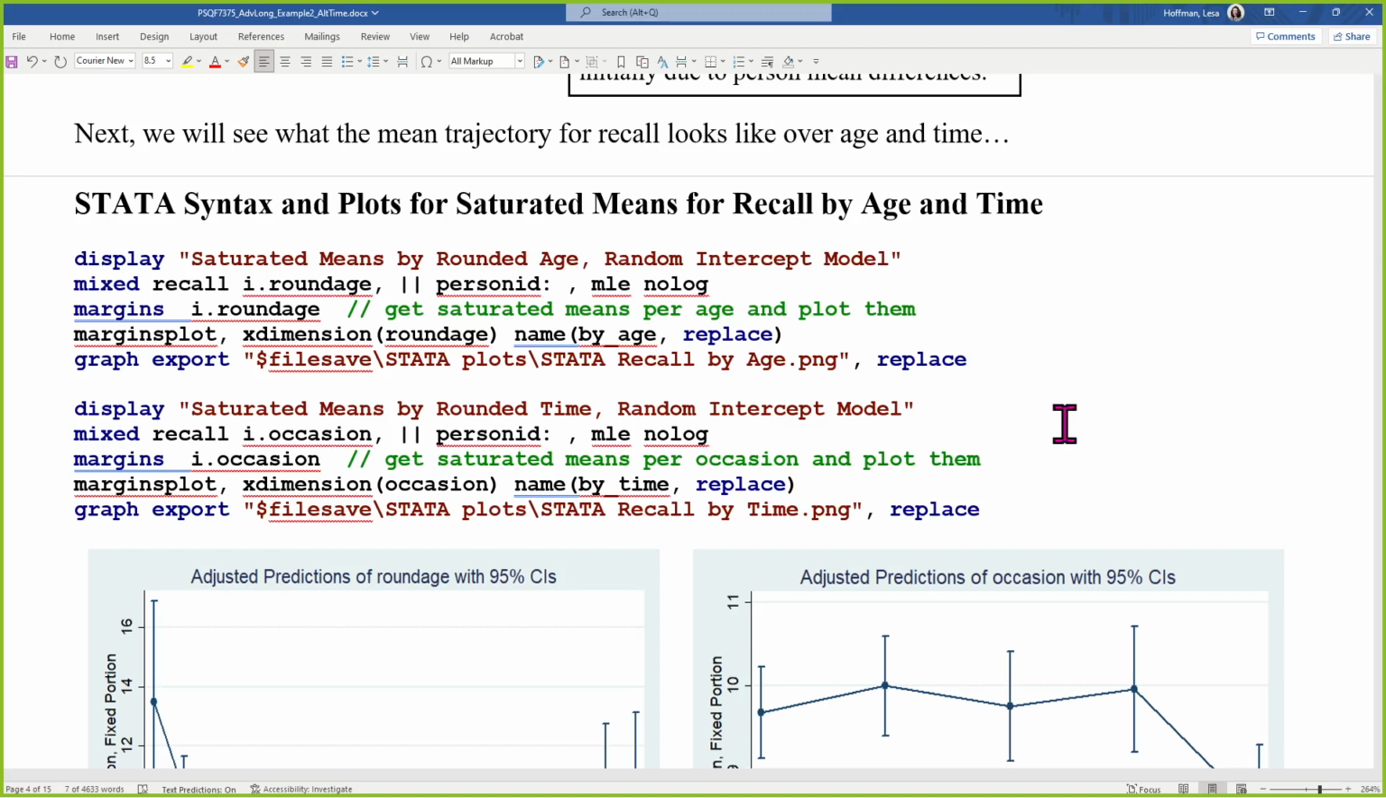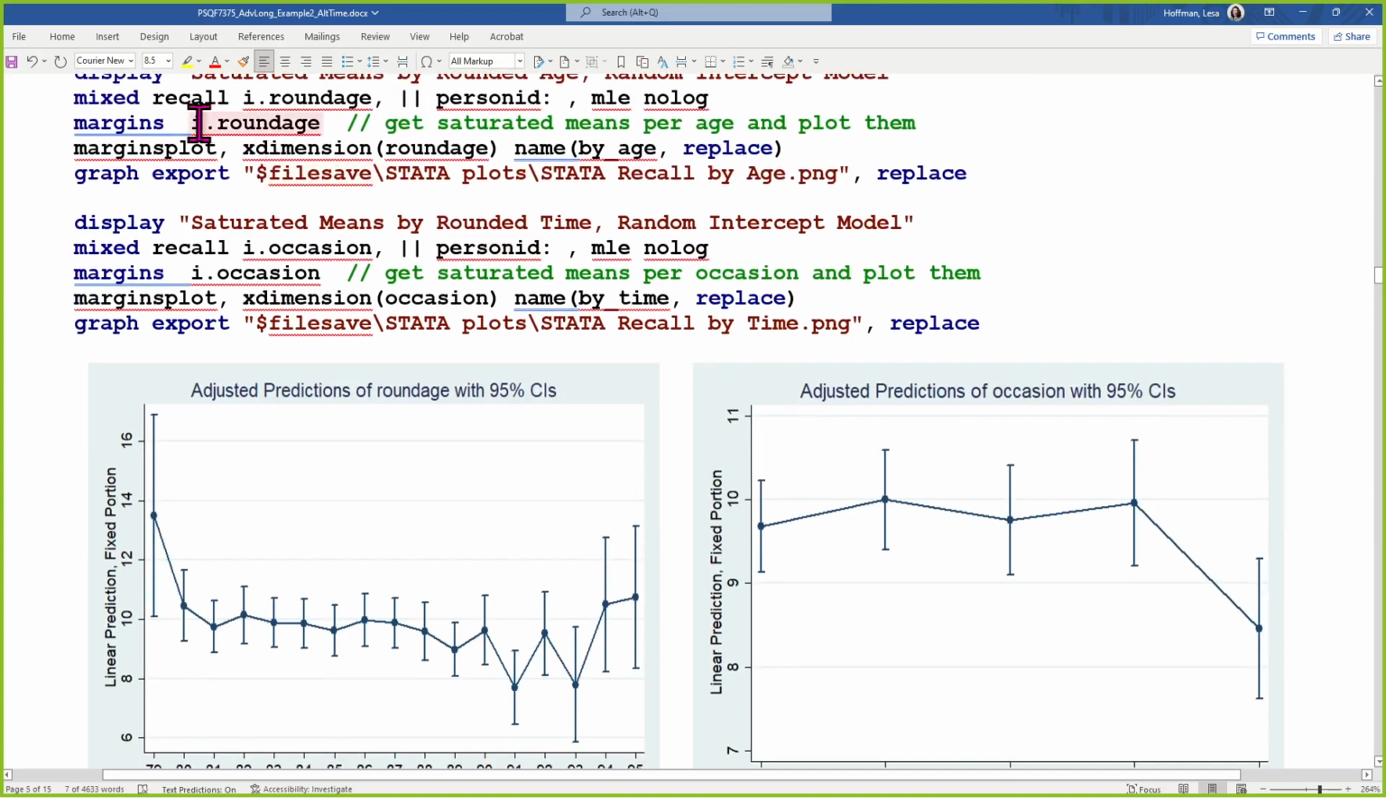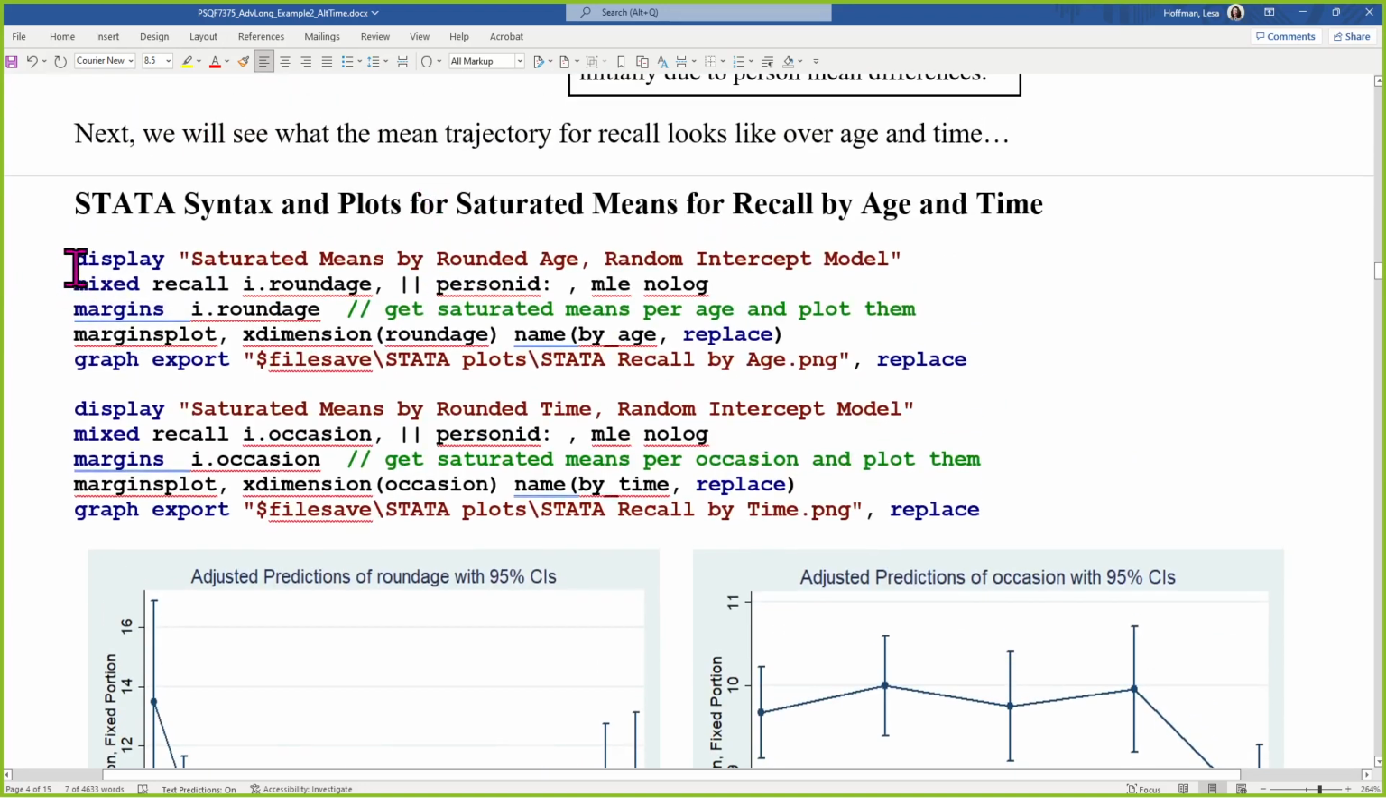Yes, is it possible to have a recall score of 16,000? Just asking. And that's an easy mistake, because that'd be 16,000 with the comma instead of a period or whatever. Anyway, rounded age. So I am fitting a saturated means random intercept model.